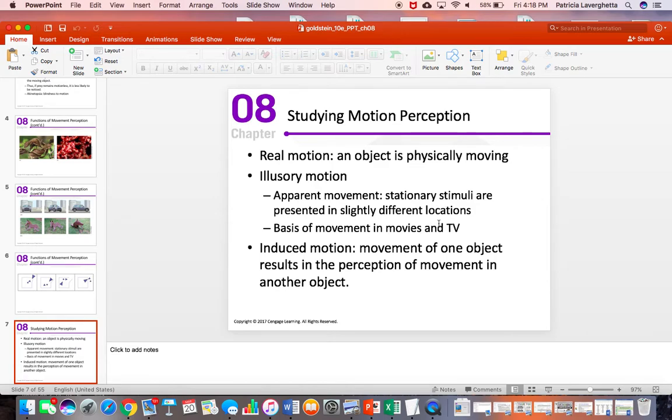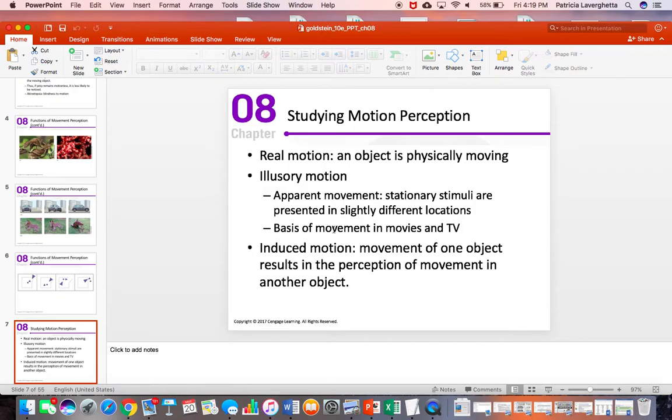This is the basis of movement in movies and TV. Once again, I've said this before: when you're watching a movie, you're watching a series of still frames being presented sequentially, at, let's say, 24 frames a second. But each frame is a still image. It's just presented quickly.